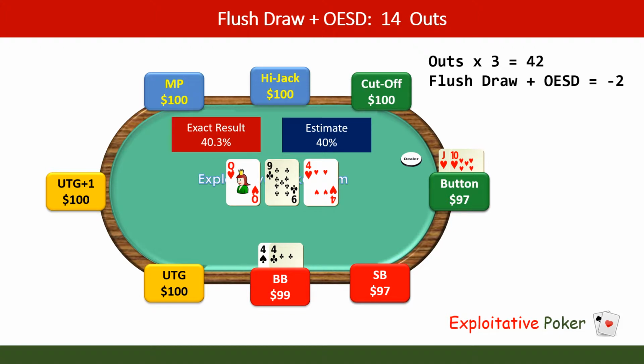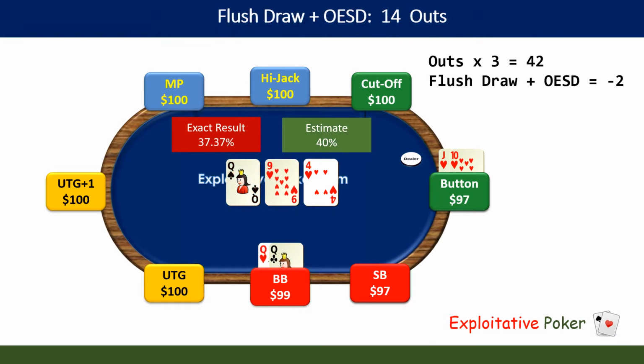So here you don't have to worry about the big blind having a backdoor flush draw because the Queen of Hearts is on the board and you have the next highest heart. However, in this hand, there are two combos of sets where the big blind could have the Queen of Hearts in his hand. As you can see, in this case, the estimate is an overestimate by around 3% again.